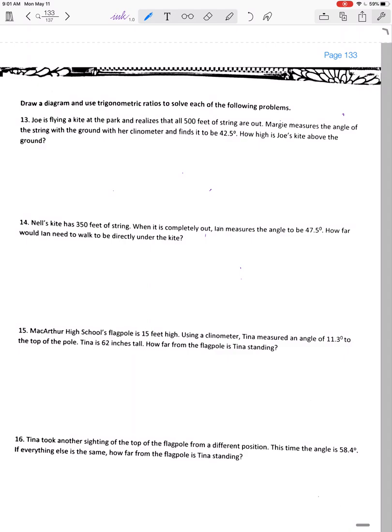So think about it. This would be Joe. He's flying his kite. That's how a kite would be. This would be the ground. And this obviously would be how high the kite is off the ground. So this is going to be your 90-degree angle. You don't have to draw Joe, you don't have to draw your kite, but this is just to show you where I'm getting this picture from.